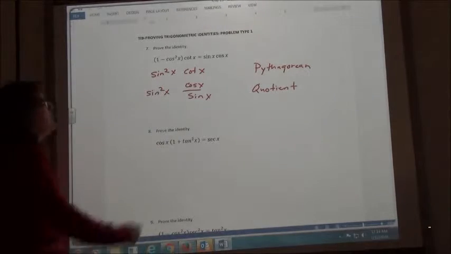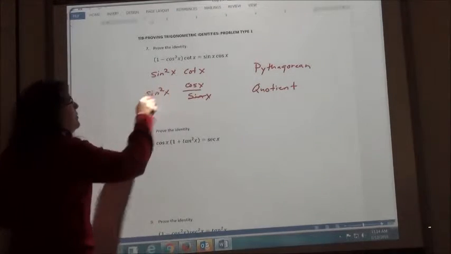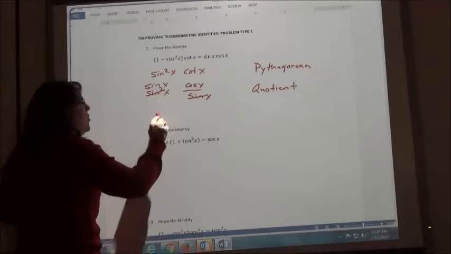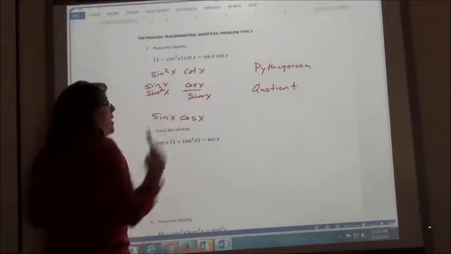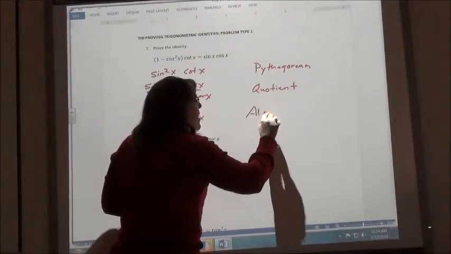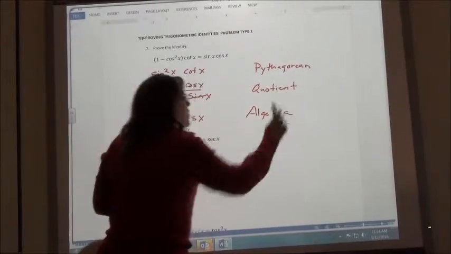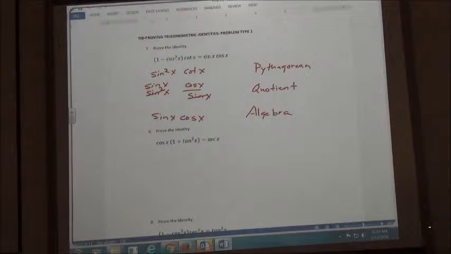Next thing I'm going to do is I'm just basically going to cancel. So I'm going to get sine of x, cosine of x, which is what I want to end up with. And all I did there, since I just canceled, was just straight algebra. Now I've done my proof.